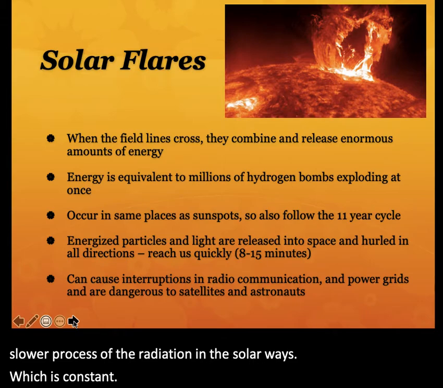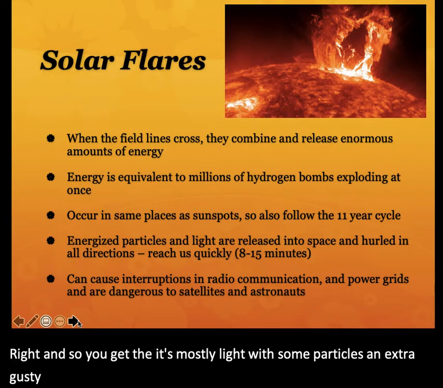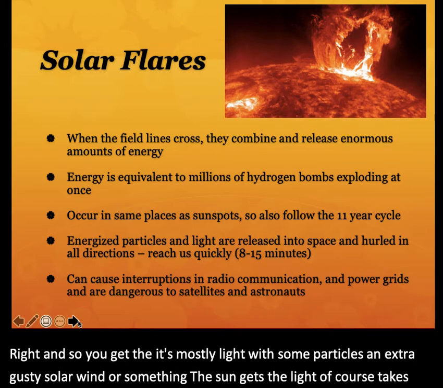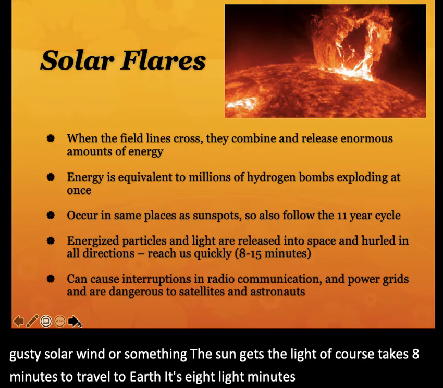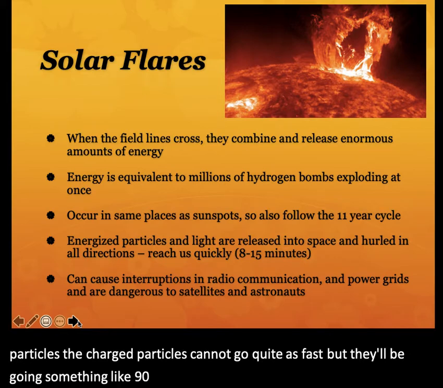Right, and so you get, it's mostly light with some particles, like an extra gusty solar wind or something. The light, of course, takes 8 minutes to travel to Earth. It's 8 light minutes away. And then the charged particles cannot go quite as fast, but they'll be going something like 90% the speed of light, and so they get here a few minutes later.